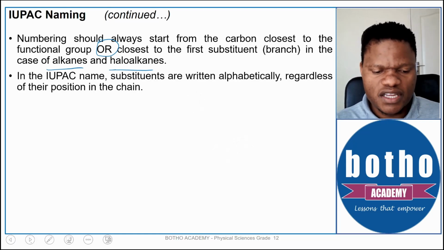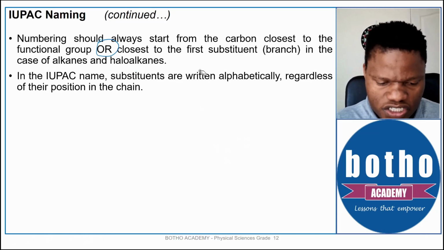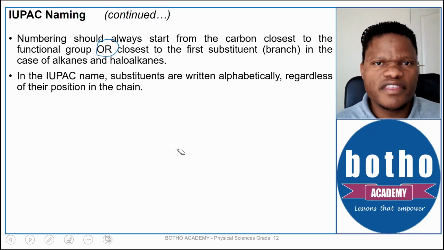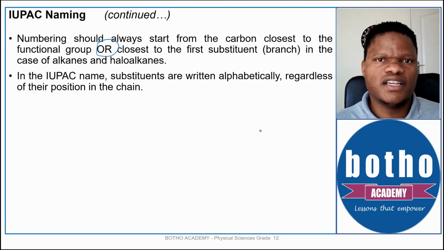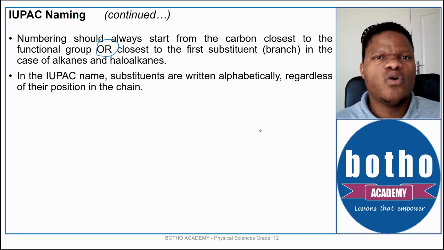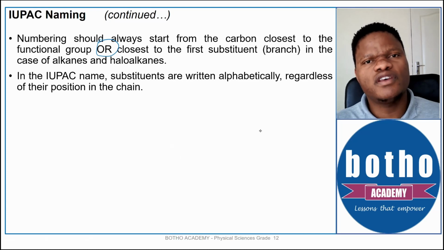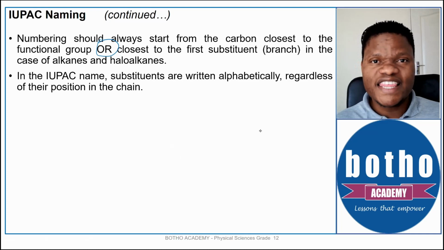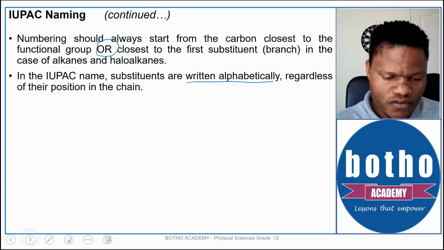The other thing you should know is that in the IUPAC name, substituents are written alphabetically, regardless of their position in the chain. Okay. Now, what this means is that if you have a methyl and an ethyl, you see methyl starts with the letter M, ethyl starts with the letter E. It does not matter where the ethyl is placed in the chain. When you write the IUPAC name, you start by writing the ethyl before the methyl. Even if the methyl is at carbon number 2 and the ethyl is at carbon number 4, you'd start with the ethyl because it starts with the letter E. Hence, that's what we mean by alphabetically, regardless of the position.